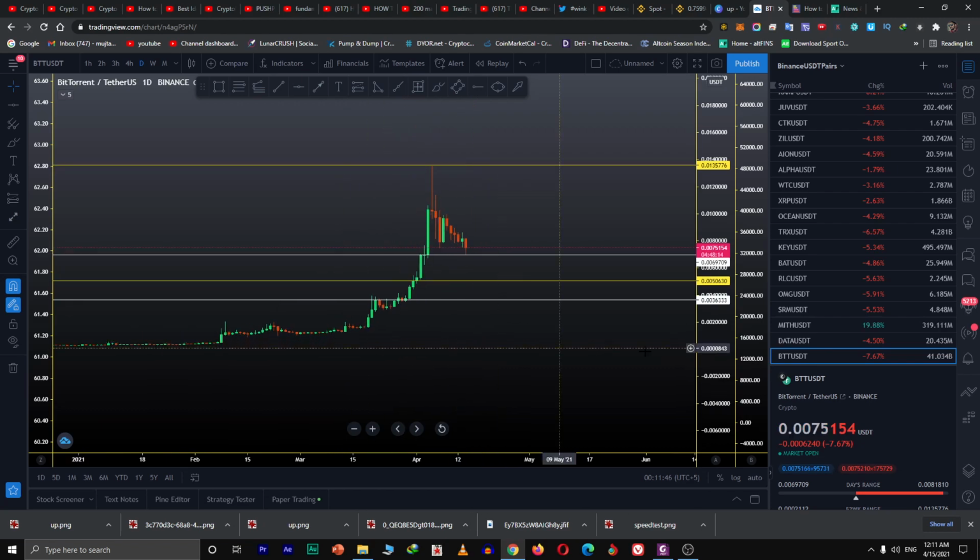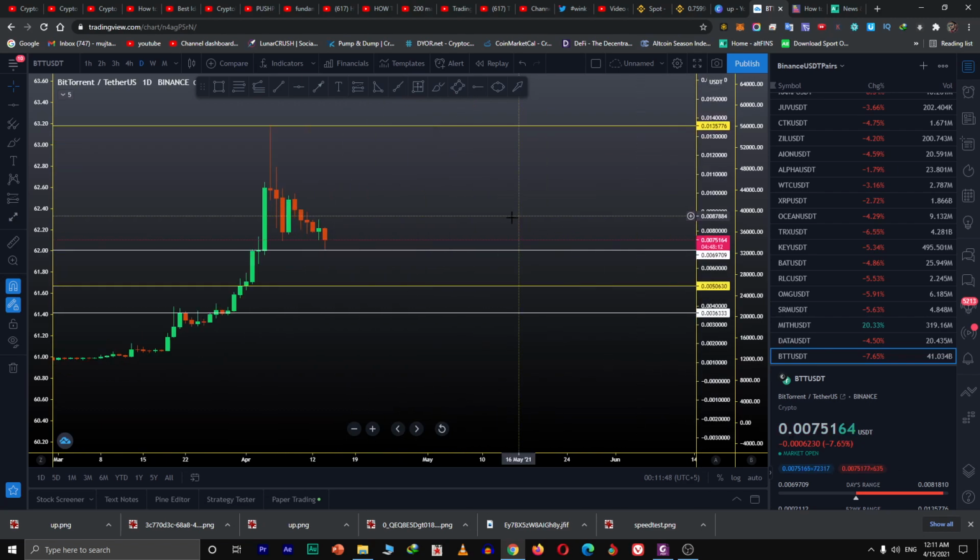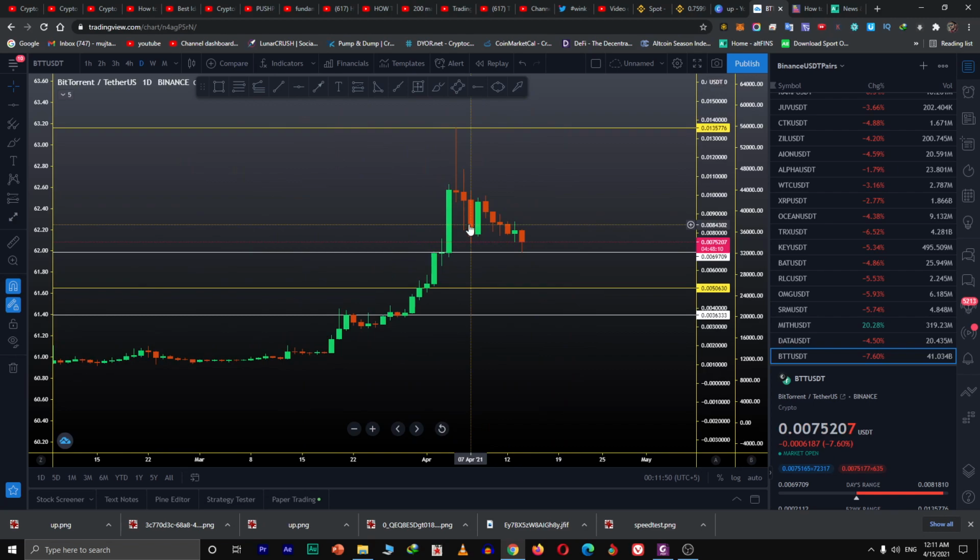So here we have a different scenario. Let's take a look at this and analyze this price action move. Let me tell you that I have not prepared for anything. I'm just preparing on the spot for you guys. So let's take a look at how it goes.